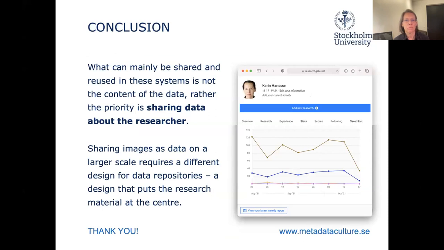In conclusion, the focus is on placing the data set within an academic publishing context, meaning what can mainly be shared and reused in these systems is not the content of the data, rather the priority is sharing data about the researcher. Sharing images as data on a larger scale requires a different design for data repositories, a design that puts the research material at the center instead of the researcher. Thank you for listening, and please read more about our project at the website.